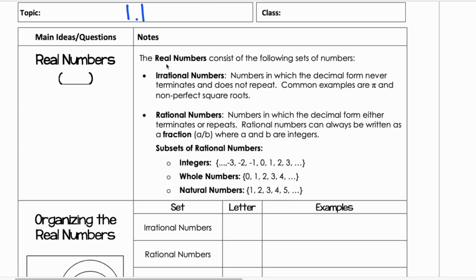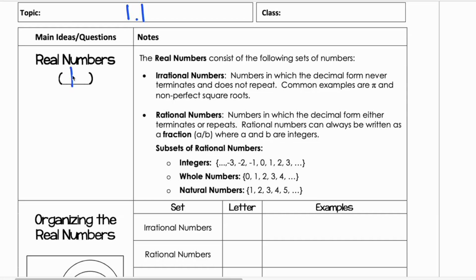All right, so we're going to be looking at real numbers in the real number system. And the reason why is there are some numbers called imaginary numbers. And we're going to see those later in Algebra 2. But for right now, we're going to get acquainted with these concepts or these vocabulary words.